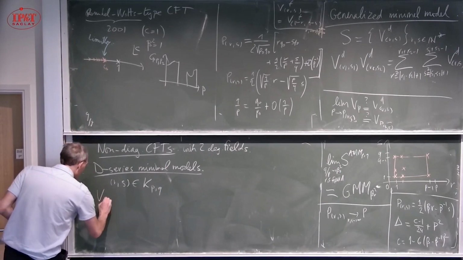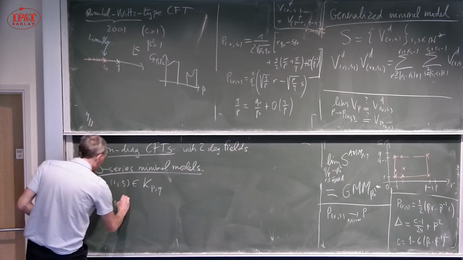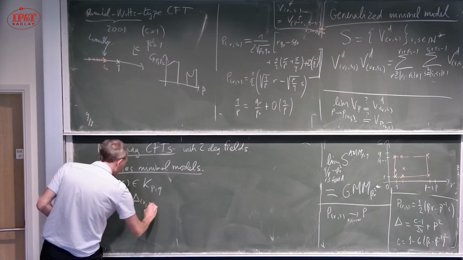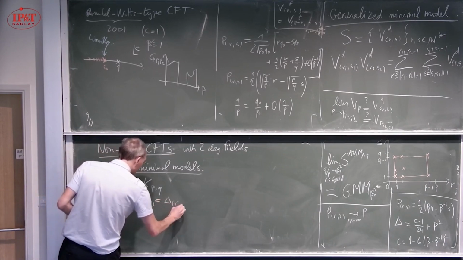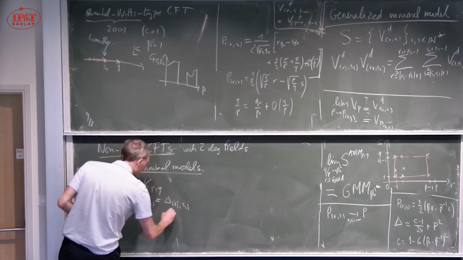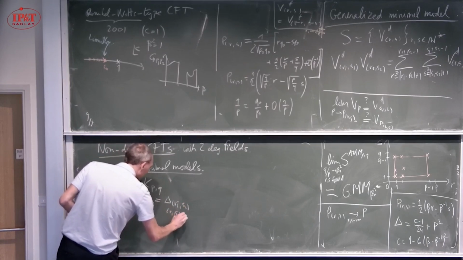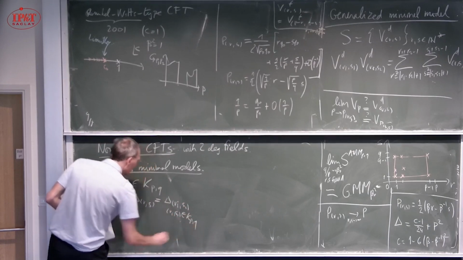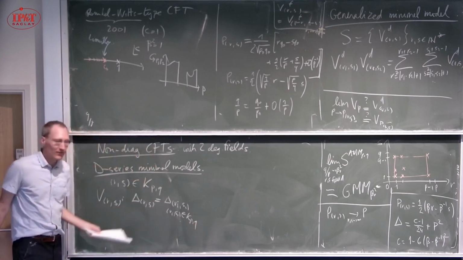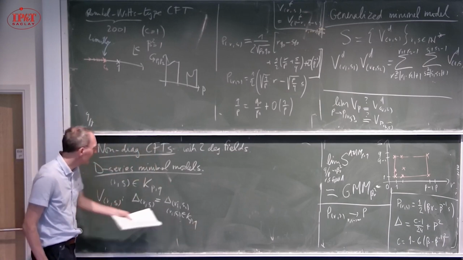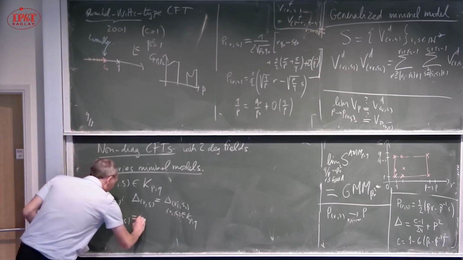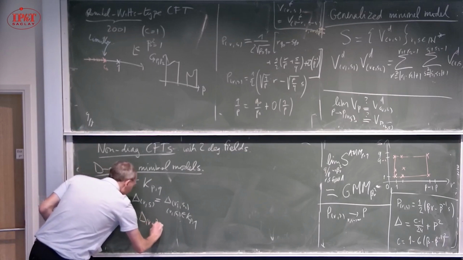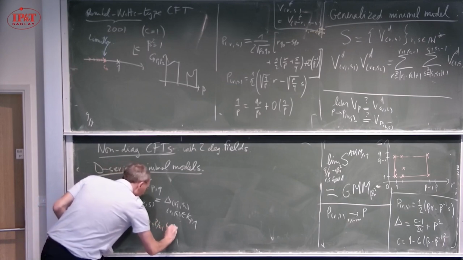Which means if we write our non-diagonal field as VRS, in fact we want delta RS to be equal to some delta, let's say R1S1, with R1S1 in the Kac table. Well, it doesn't necessarily mean that R and S belong to the Kac table because we have identities. In particular, we have this identity: delta RS equals delta R plus P over 2, S plus Q over 2.